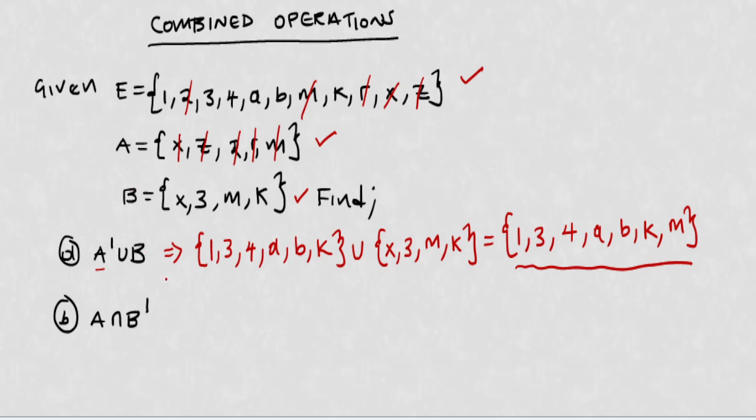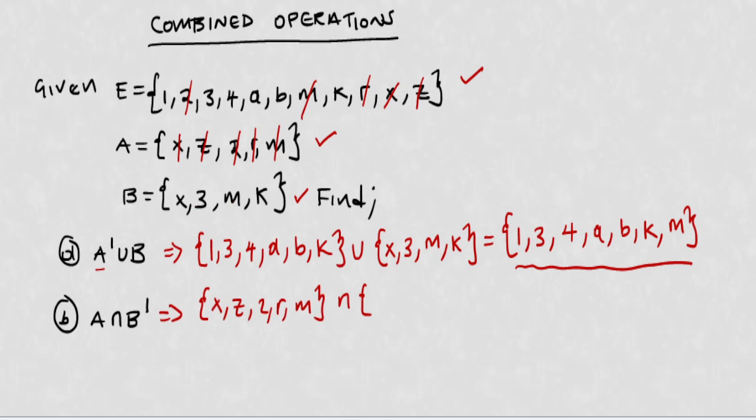Then let's look at this other one, A intersection B complement. So we'll start with set A. Set A was x, z, then 2, then r, m. So that was set A. Then we are intersecting it with B complement. We remove what was in set B.